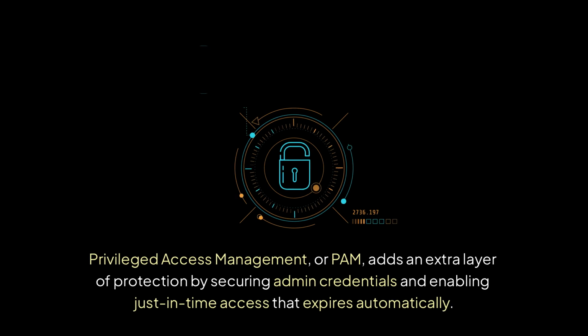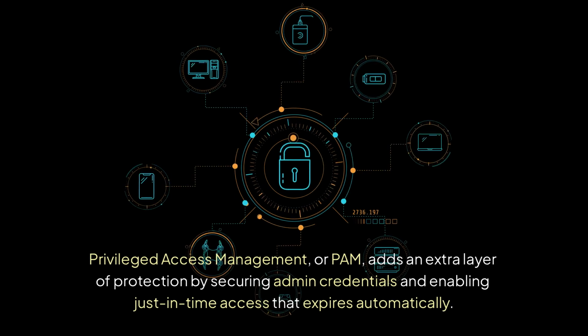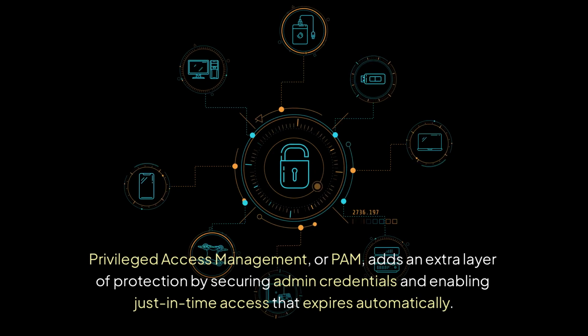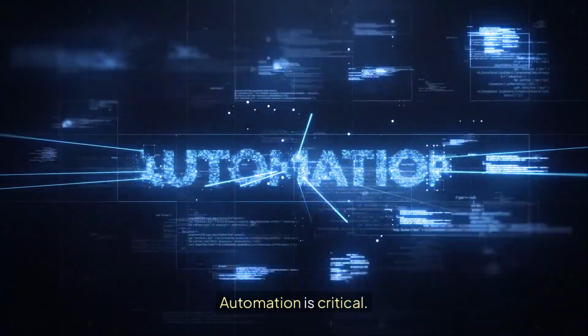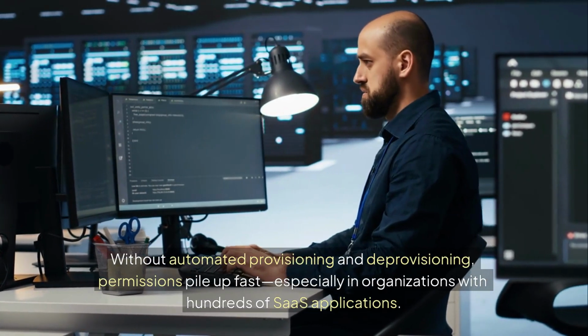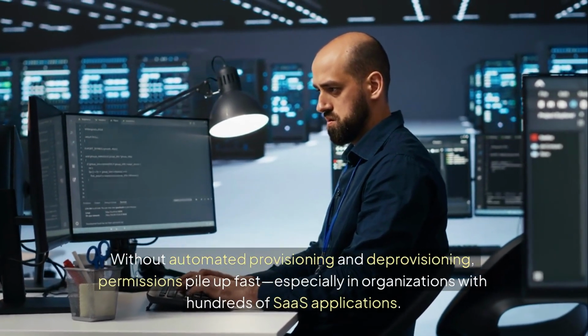Privileged Access Management, or PAM, adds an extra layer of protection by securing admin credentials and enabling just-in-time access that expires automatically. Automation is critical. Without automated provisioning and deprovisioning, permissions pile up fast, especially in organizations with hundreds of SaaS applications.